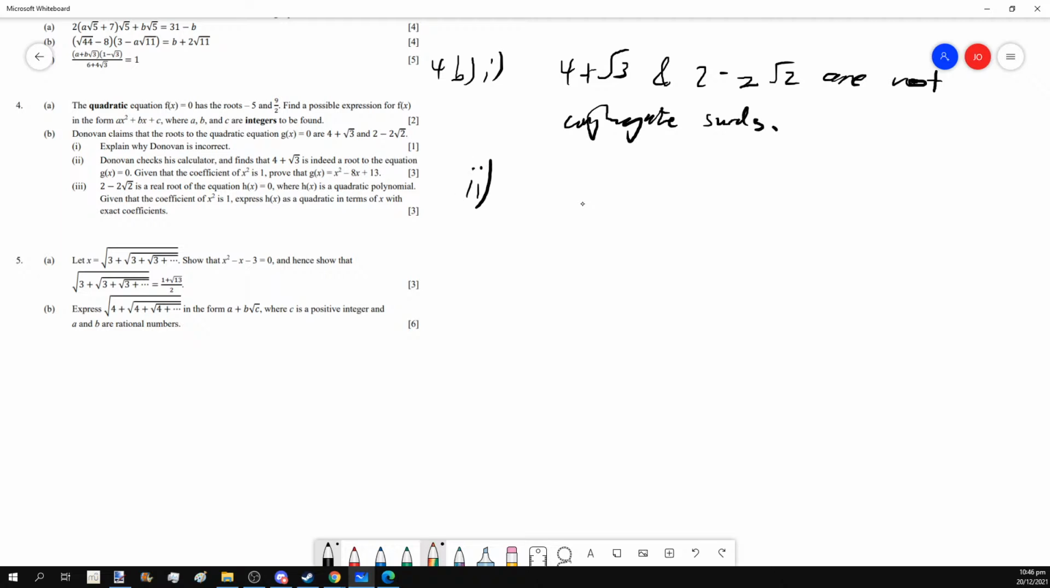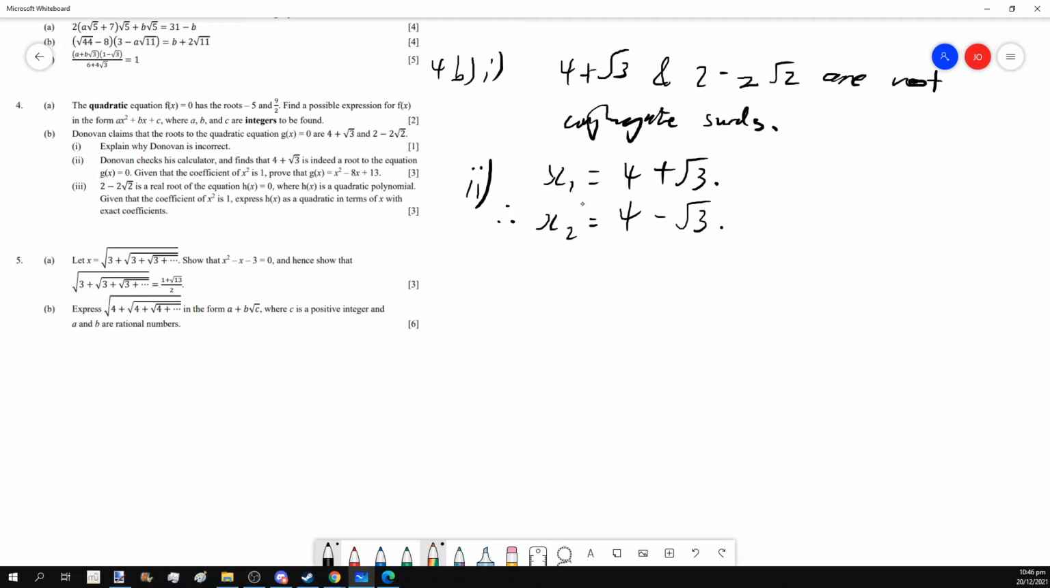Now, for the next portion, they tell us that Donovan just gives up. He presses his calculator, good for him, and he finds that 4 plus root 3 is the real answer. But because this is a quadratic equation, it is obvious that there must be a second answer unless you have discriminant equal to 0, for example. In this case, the fact that you have a square root in the first place means the discriminant is positive. The second answer will therefore be the conjugate surd 4 minus root 3.